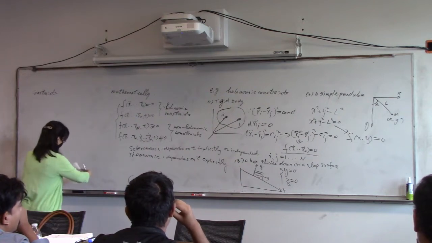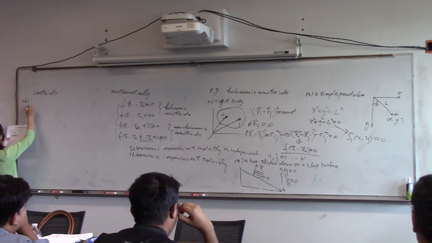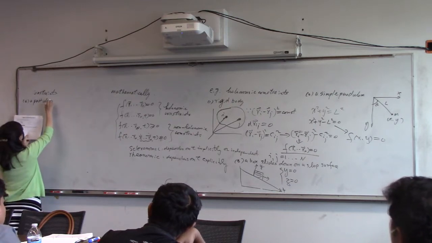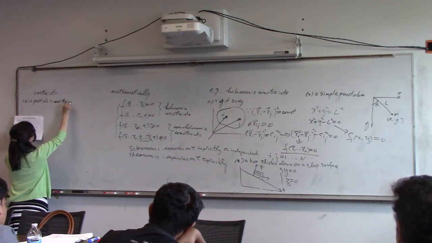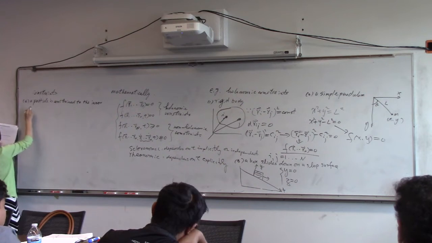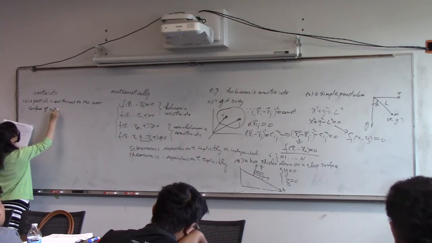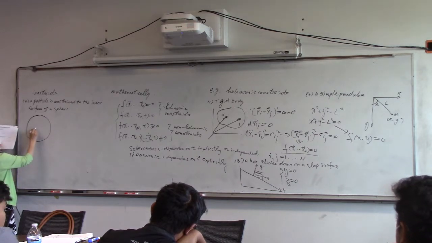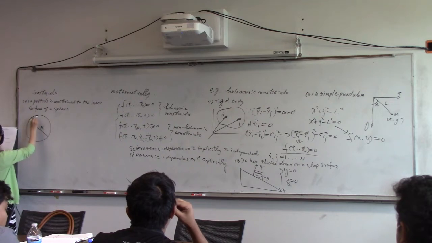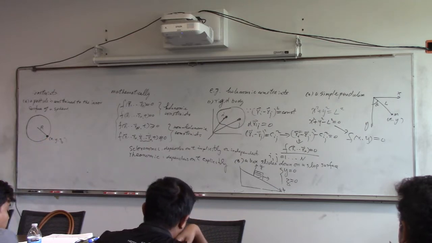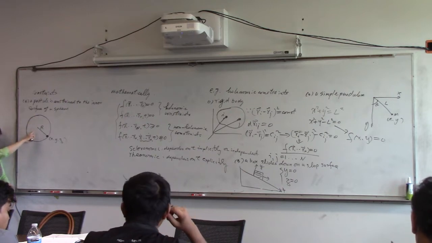Number 4. We have a particle moving inside the inner surface of a sphere. Its motion is constrained to the inner surface of a sphere. So now let's consider we have a sphere, and suppose this is R, the radius of the sphere. On the inner surface is the particle here, right? It will move inside. Okay, so at any time you have x, y, z, it's limited to the surface, not any space inside the sphere, only on the surface.